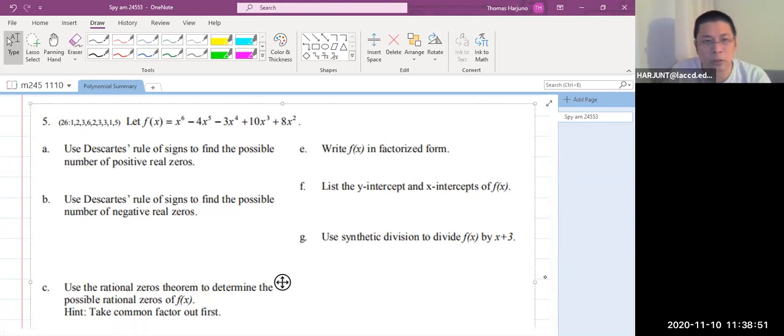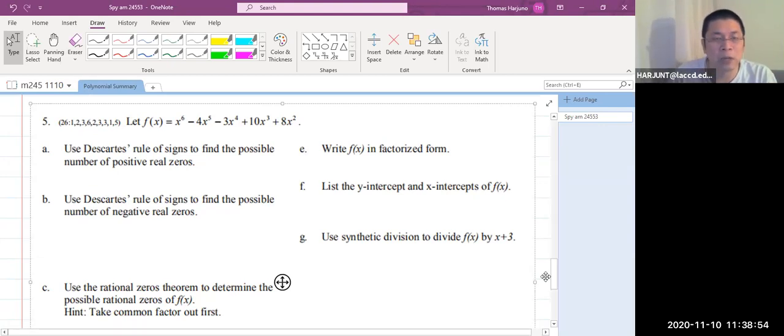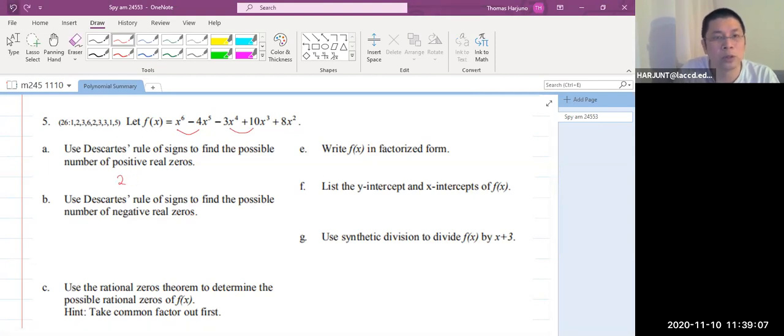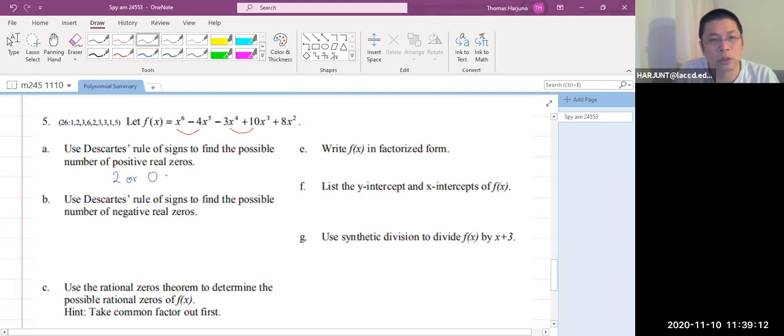Use Descartes' rule of signs to find the possible number of positive real zeros. So the same question as earlier. Okay, 1, 2, only 2. So 2 or 0 positive zeros. Next, use Descartes' rule of signs to find the possible number of negative real zeros.